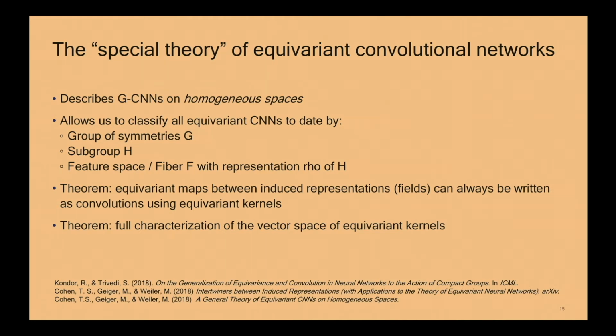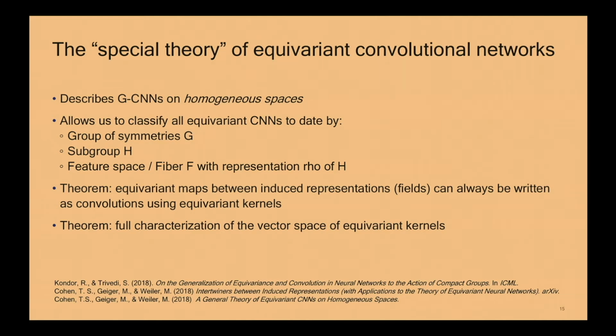We can build a GCNN for this kind of space by choosing some group of symmetries G and some subgroup H. That forms the quotient G over H, which is the base space of the theory. So for example, the sphere is a quotient of the rotation group and a subgroup. If that doesn't mean anything to you, don't worry about it. This is just one slide.